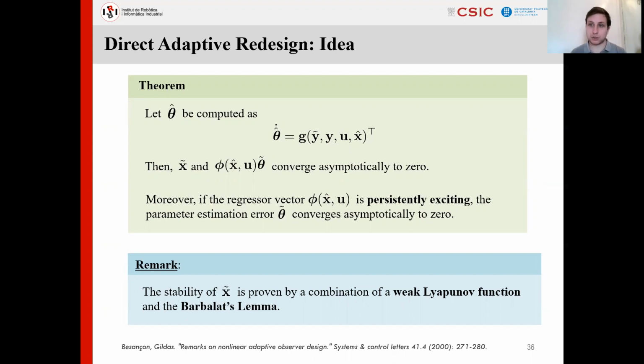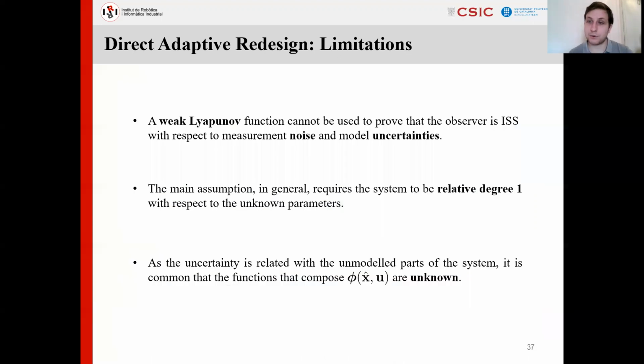So here we have a solution to this parametric uncertainty problem. But when you try to implement this direct adaptive redesign idea in practice, some issues start to appear. And the issues detected by this PhD thesis are the following ones.